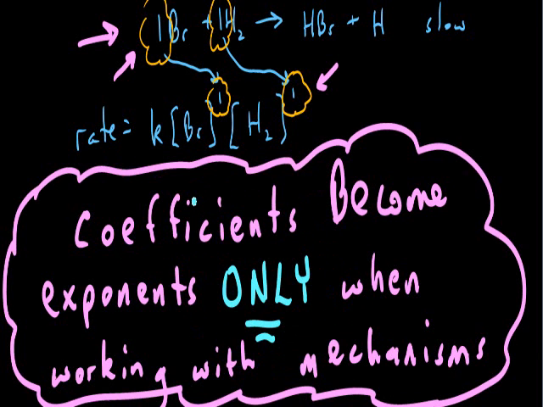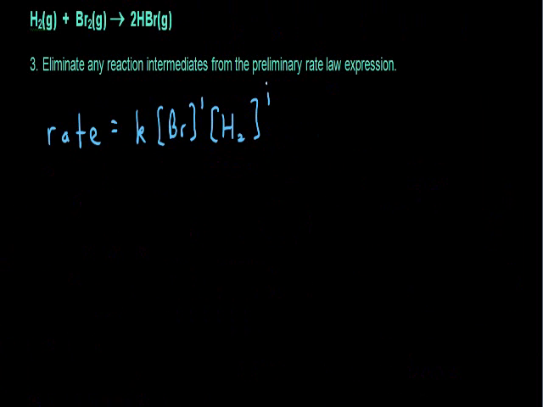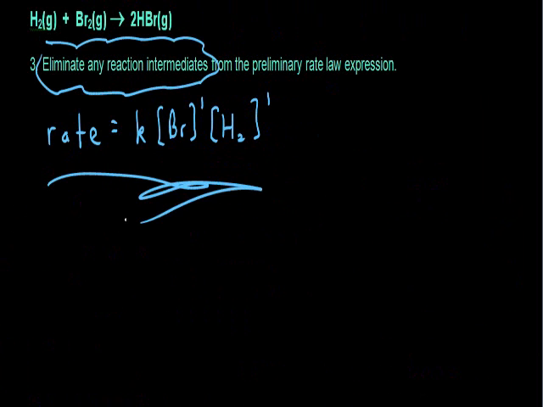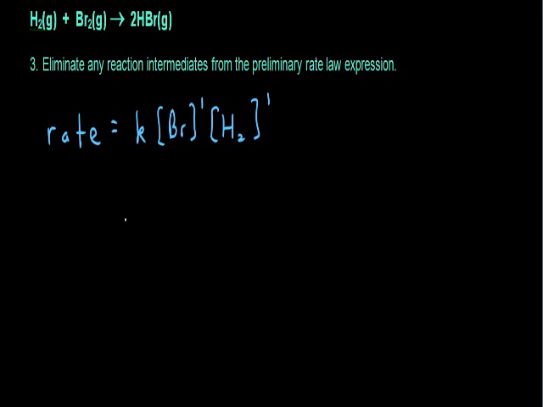Once again, to repeat, we can utilize the coefficients in a slow step or any mechanistic step to become the exponents in what are called preliminary rate law expressions. This is a strategy utilized only when working with mechanisms. Our next step is we have to eliminate any reaction intermediates from our preliminary rate law expression that we have.